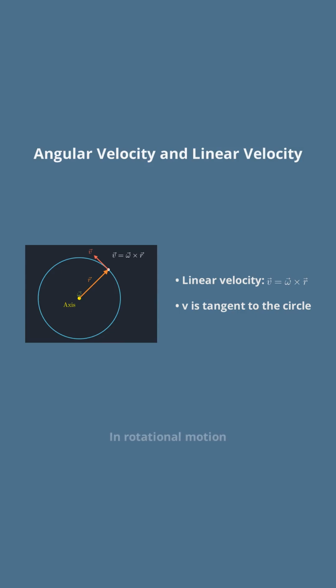In rotational motion, every particle moves in a circle around the axis. The linear velocity of a particle is related to the angular velocity by the formula v equals omega times r, where r is the position vector from the axis to the particle. This relationship shows that the linear velocity is always tangent to the circle traced by the particle, and its magnitude depends on the distance from the axis.